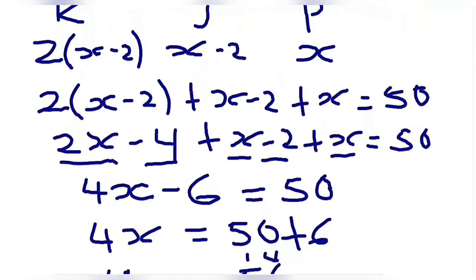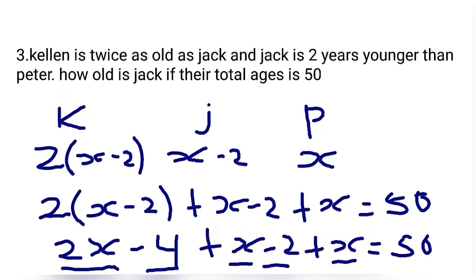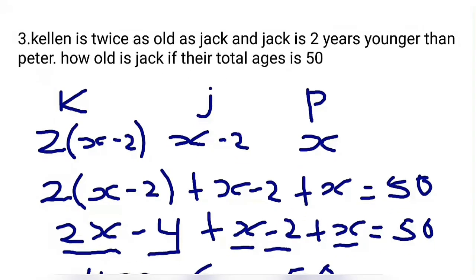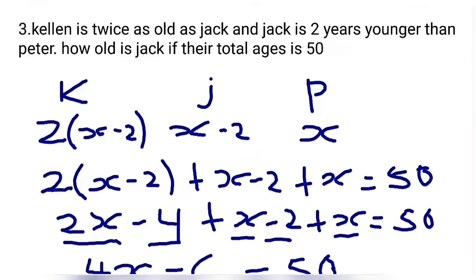Let me take you back again to the question. The question was saying Kellen is twice as old as Jack. Remember, twice as old as means that it is 2 times Jack's age. Kellen is 2 times Jack's age, and Jack is 2 years younger than Peter. How old is Jack if their total ages is 50?